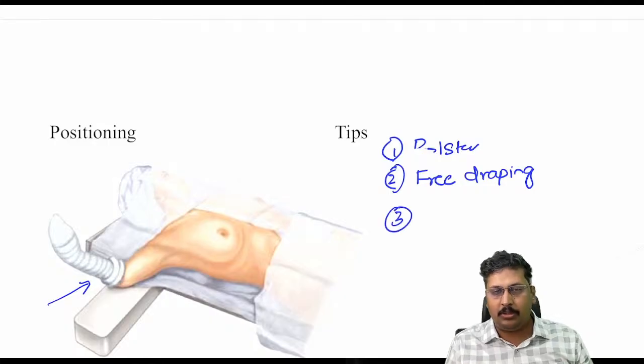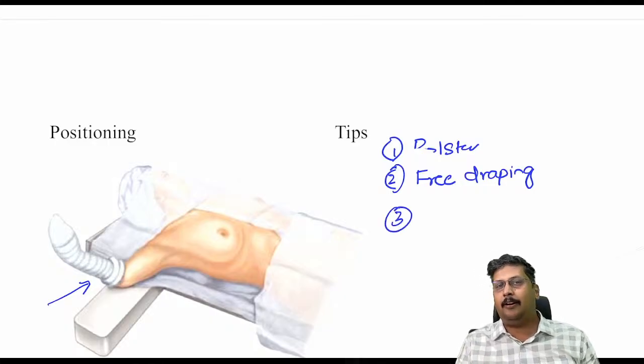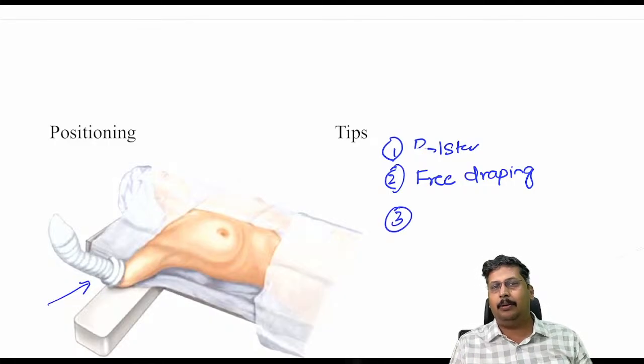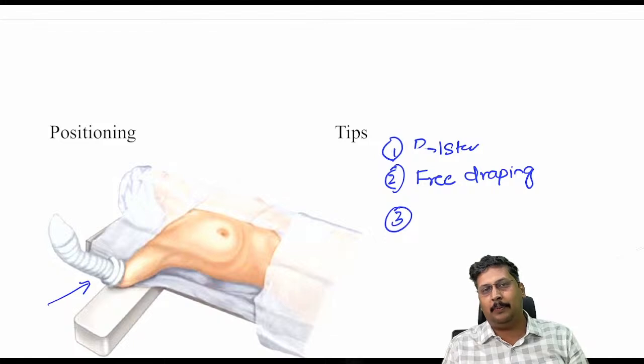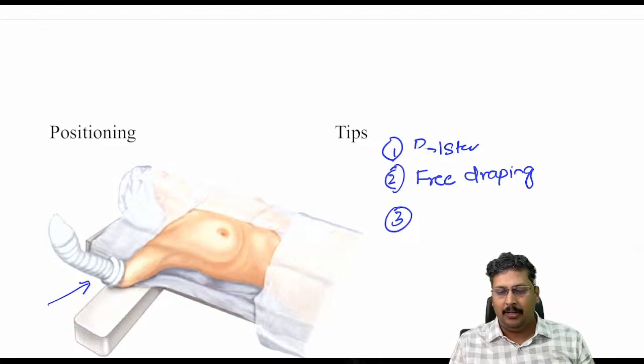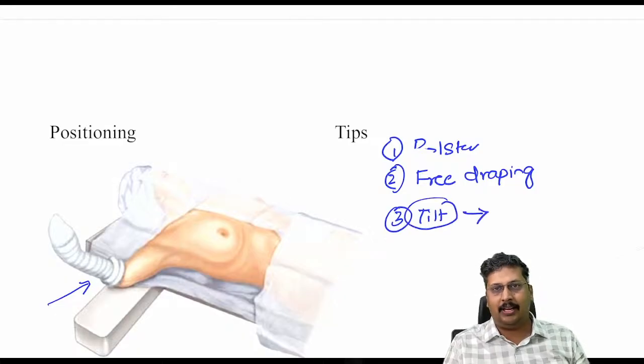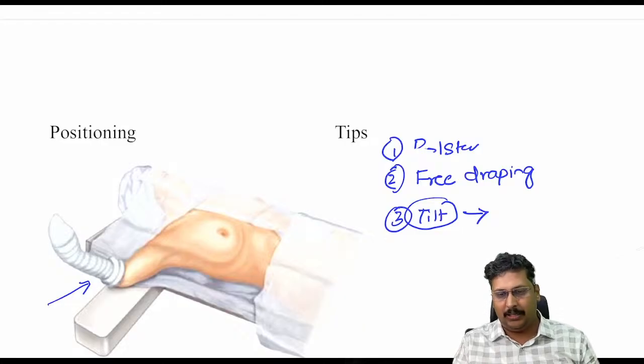Third one is, most of the times a little bit of head up and a little bit of ipsilateral side up will be helpful in achieving a good exposure to both the breast as well as the axilla. So a little bit of tilt of the table will help you to achieve good axillary clearance as well as mastectomy in most of these patients.